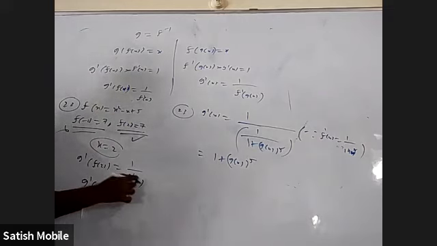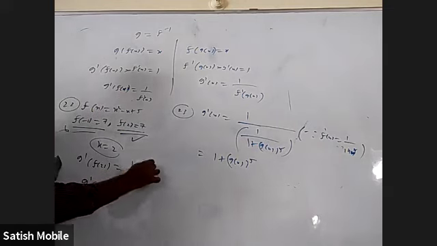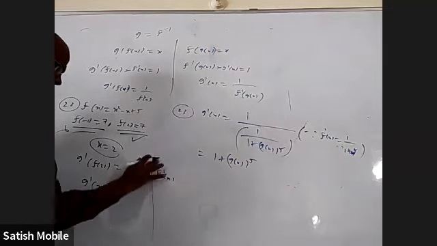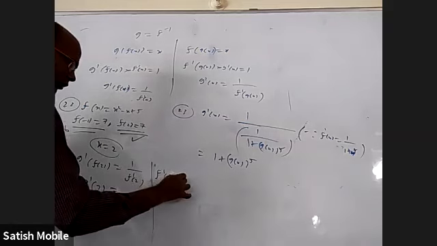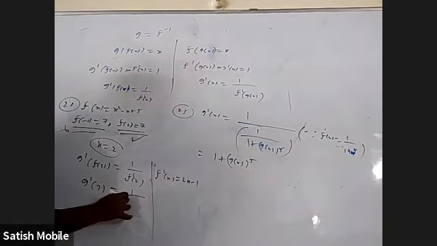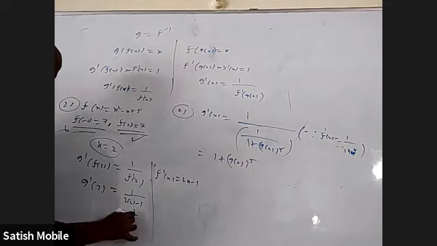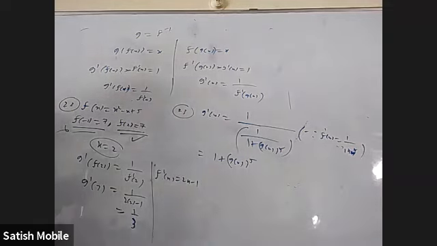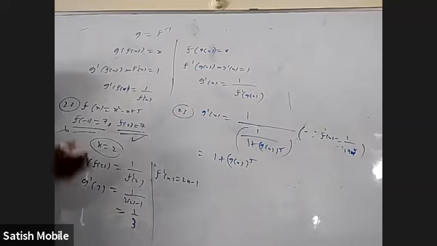But how to find f dash 2? You know f of x. What is f dash x? f dash x is 2x minus 1. So based on that, it will be 2 into 2 minus 1, which is 1 by 3. So here I did not find the inverse function. Okay, but still we got the derivative of the inverse function at a particular point.